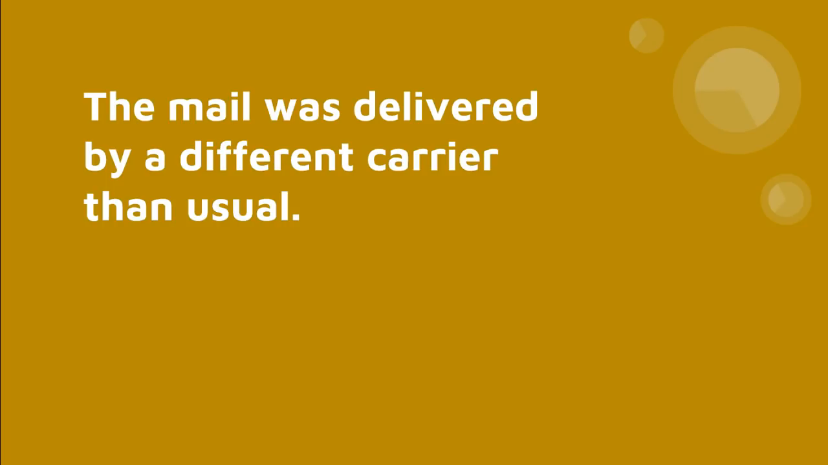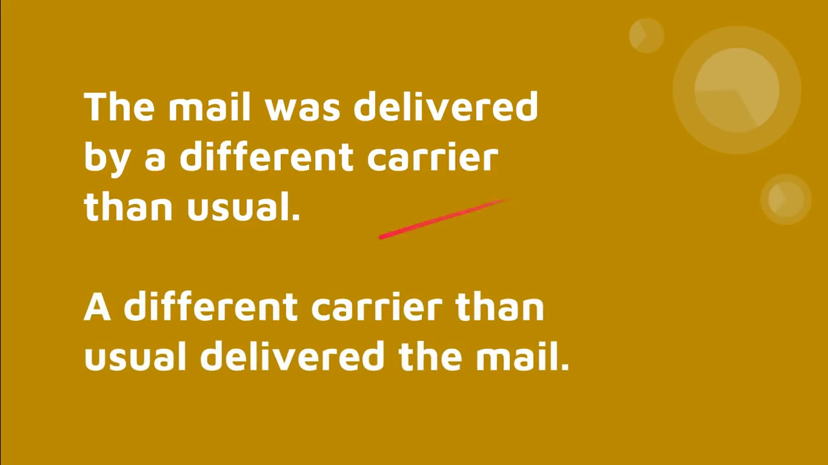The mail was delivered by a different carrier than usual. So we know from the previous lesson that because it says was delivered, and because the action is actually being done by somebody in the predicate, this is a passive sentence. So let's think about how I could change this into the active voice. I want to move a different carrier than usual, that's currently in the predicate, into the subject and make it actually do something. So I would probably write this as: a different carrier than usual delivered the mail.